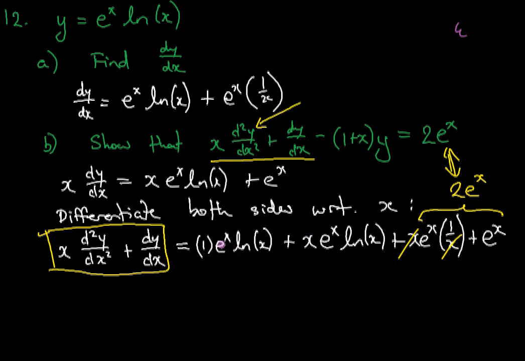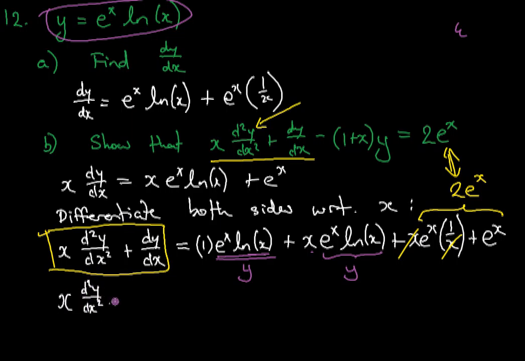If you look at this expression, e to the x ln x, where have we seen this before? Well, right up here. It turns out that was the expression that we started with. This is y, and it also appears here, so this is also y, but we've got this factor x out the front this time. So let's see what we can write. We can write this down as x d squared y dx squared plus dy by dx equals y plus xy plus 2e to the x.